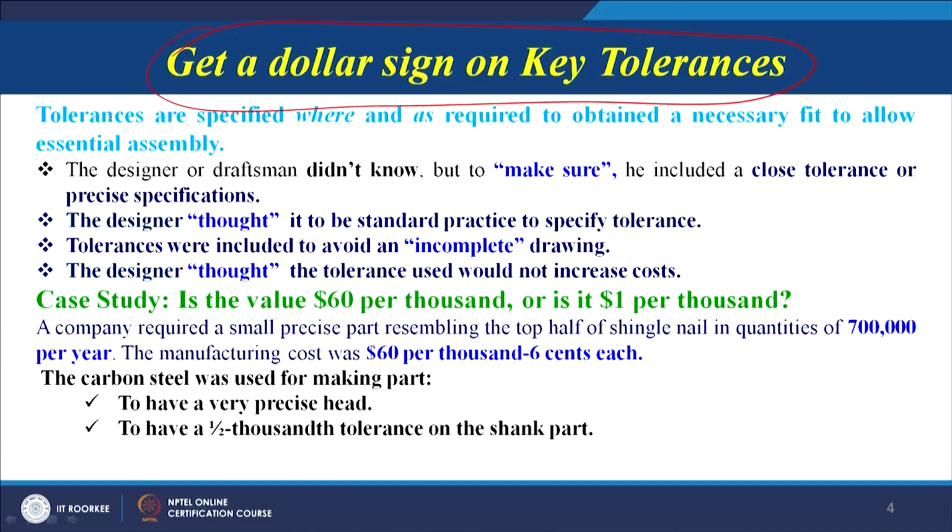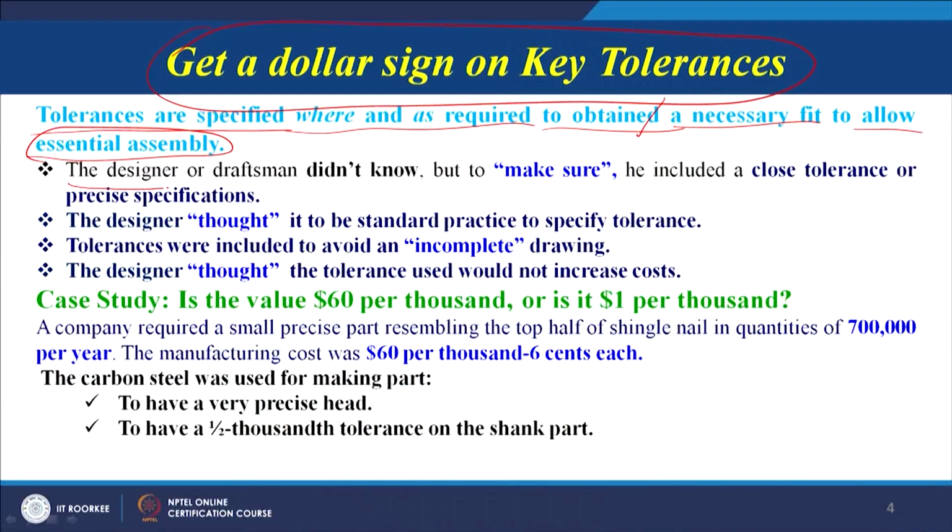So tolerances are specified where and as required to obtain a necessary fit to ensure the assembly. All of us may be knowing, and if you are not knowing, the definition for tolerances is given. Tolerances are specified where and as required to obtain a necessary fit to allow essential assembly. So for assembly operation, when we have to assemble two parts together, we have to provide a tolerance so that easily we can assemble them.